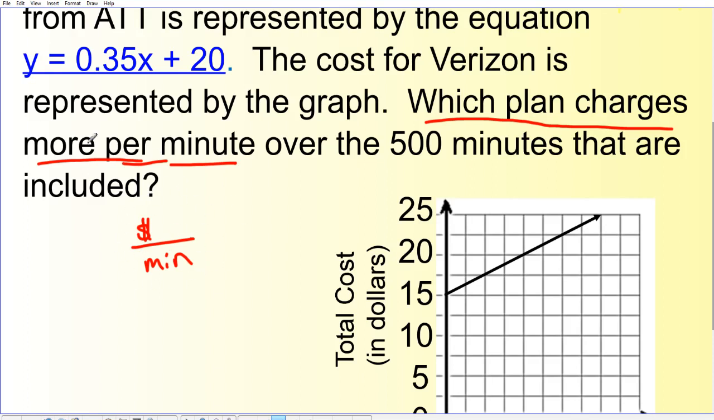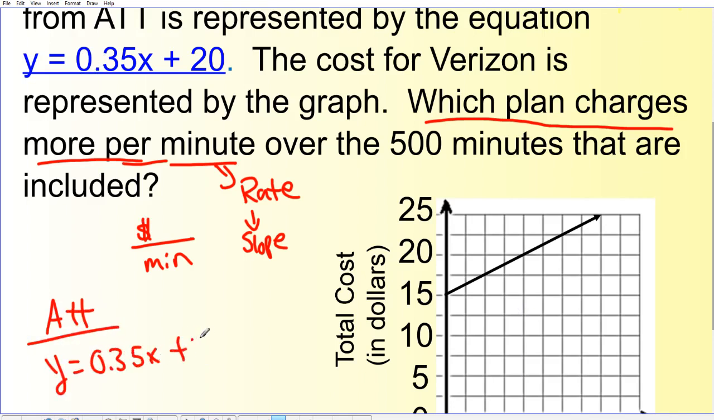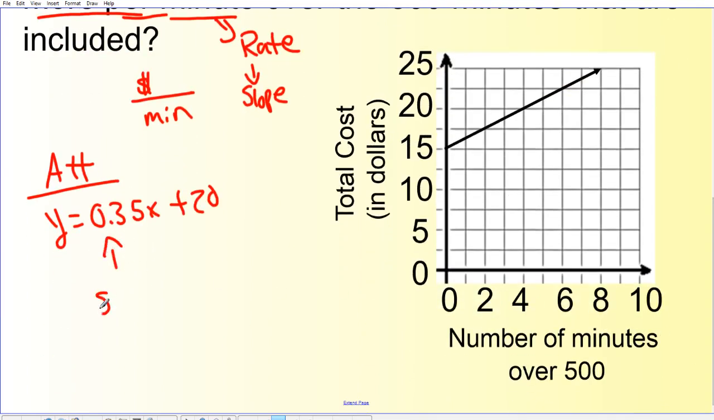This, to me, looks like a slope. They're asking which plan charges more per minute? What is their rate at which they charge you once the 500 minutes are done? Okay. Dollars per minute. That is a ratio. That is a rate. So, whose rate, whose slope is bigger, AT&T's or Verizon's? Well, AT&T's is right there. AT&T is Y equals 0.35X plus 20. So this is their slope, which is the rate. So they charge $0.35 per minute. That would be 35 cents per minute.